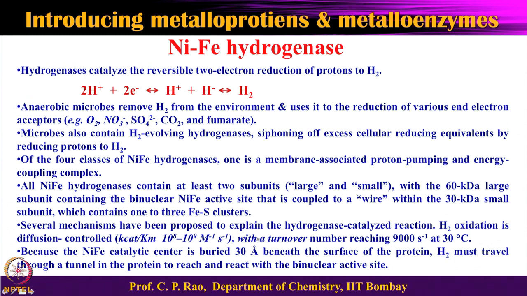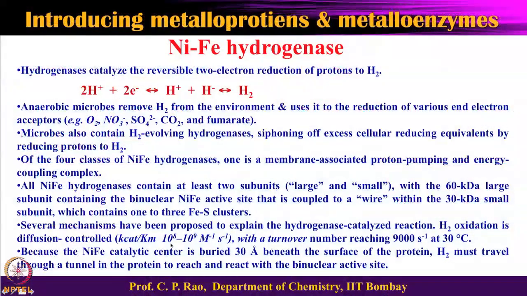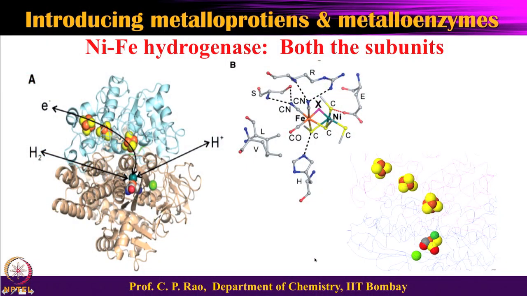So, let us look at another aspect. As I told earlier, in the case of urease, the nickel enzyme expedites the reaction by 10 power 14, and in this case the hydrogenase turns the reaction very high, with a kcat by Km of 10 power 8 to 10 power 9, with a turnover number of 9000 per second. So, it is a very high turnover enzyme. The other thing is, in the enzyme which I am going to show you in the next slide, the nickel-iron center is present very deep inside, about 30 angstrom inside the protein from the periphery. So, this means that the hydrogen has to travel to this particular site.